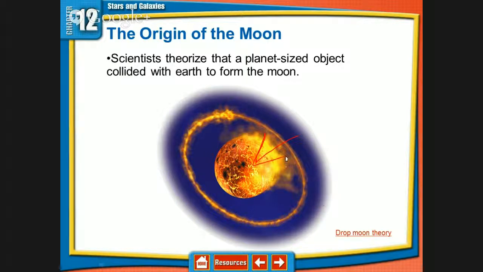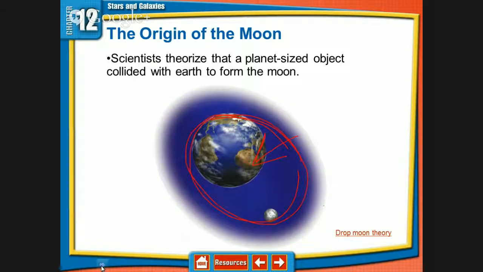sucked in all the heavy metals from that other object, like iron and all the heavy metals, and all the lighter elements created a disk around this planet, kind of like the ring of disks around Saturn. And then they eventually coalesced into an object all on their own, and we call that the moon.